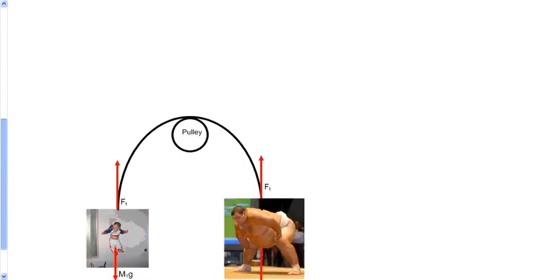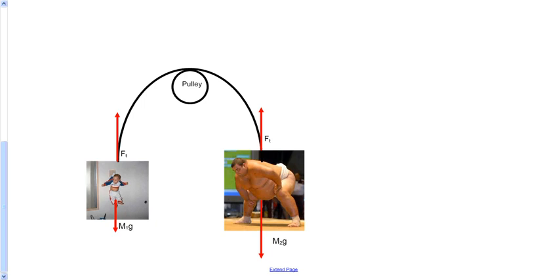So here's an example of an Atwood machine. We have two weights, in this case a sumo wrestler and a baby, connected by a rope, which we're going to assume is massless, and it's strung over a pulley. Notice that the sumo wrestler has a weight component, m2g, so we denote his mass by m2, and the baby has a weight component, which we denote by m1g, the baby's mass times the acceleration due to gravity.